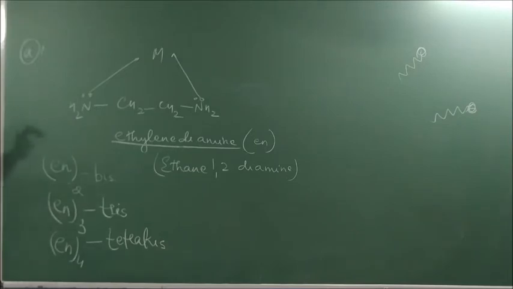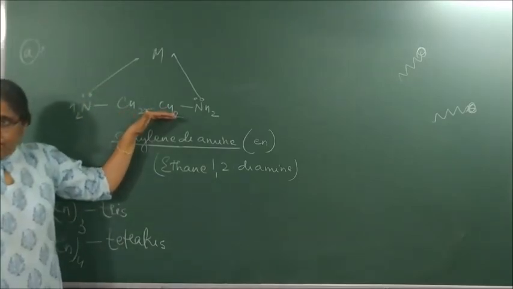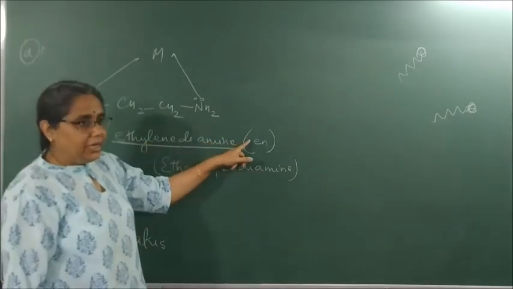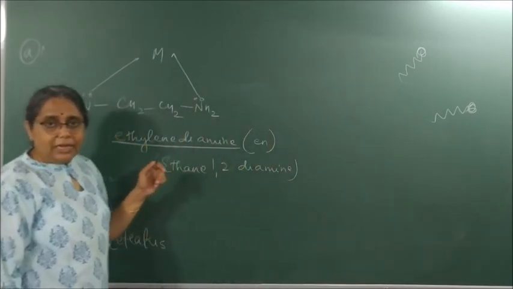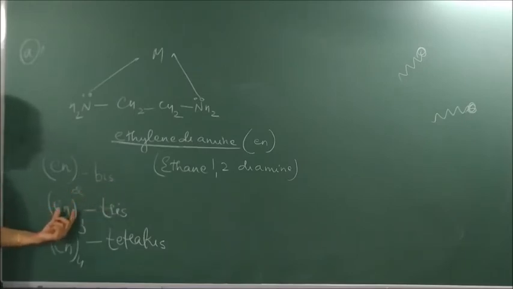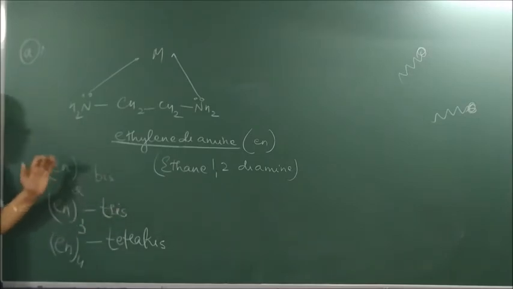What did I teach? Negative bidentate ligands, oxalato and sulfato. There are many, but in your syllabus this much is enough. Neutral bidentate ligand: ethylene diamine, also written as ethane 1,2 diamine, commonly abbreviated as en. If the bidentate ligand is repeated twice, the prefix is bis; thrice, tris; 4 times, tetrakis; 5 times, pentakis; 6, hexakis. Pause it and write what all I have done.